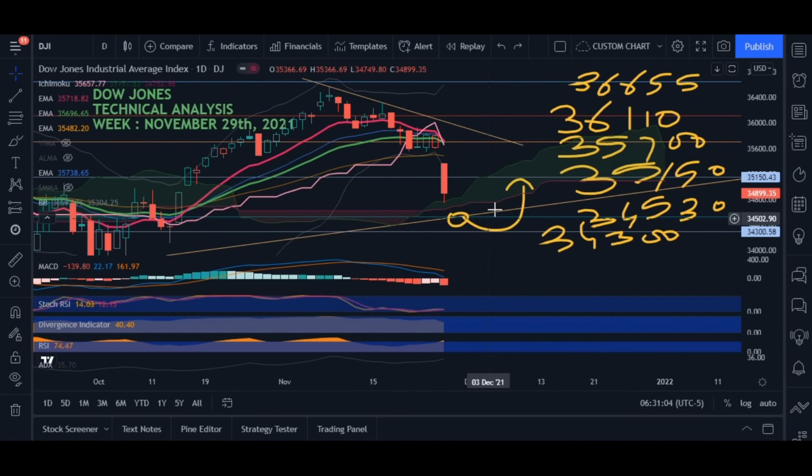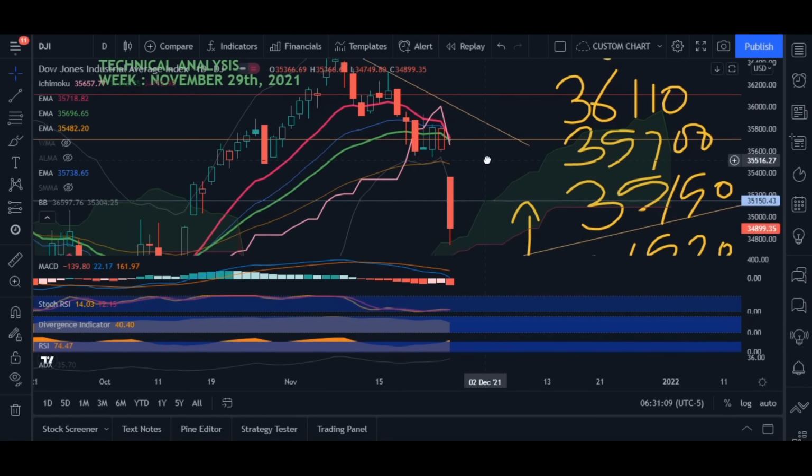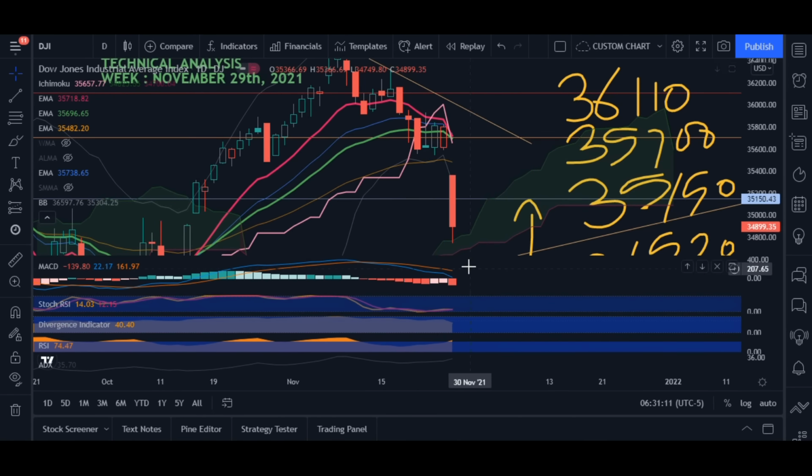Now through other technical indicators, if you look into these other technical indicators here, so we have MACD. MACD is heavily bearish. Then we have Stochastic RSI. Stochastic RSI is bearish. It is not marginally bullish, but it is bearish. Then we have divergence. Divergence is normal. Divergence is in control. Then we have momentum. Momentum is building in favor of the bears.